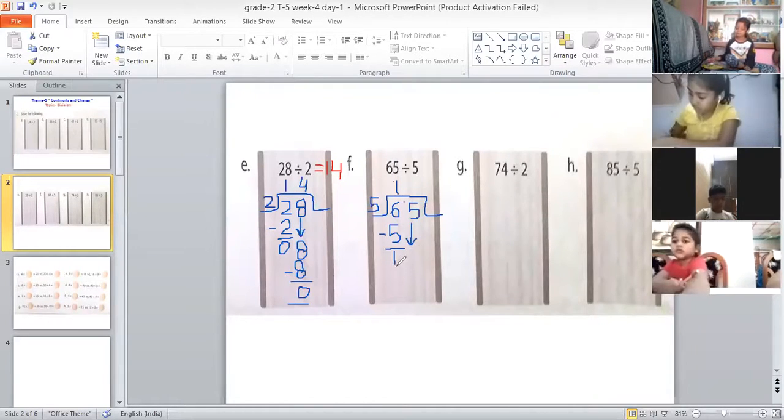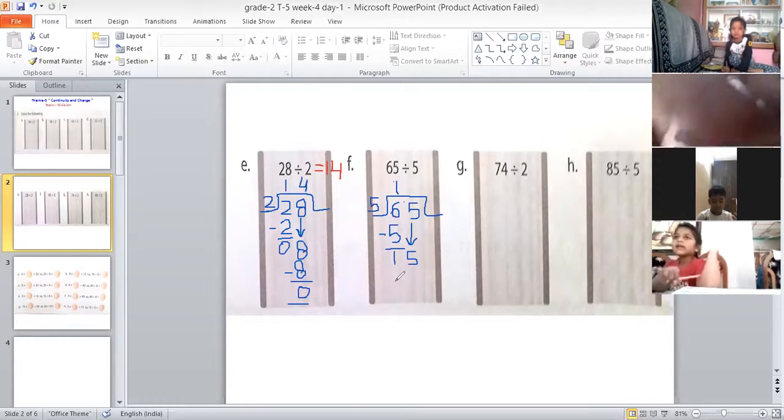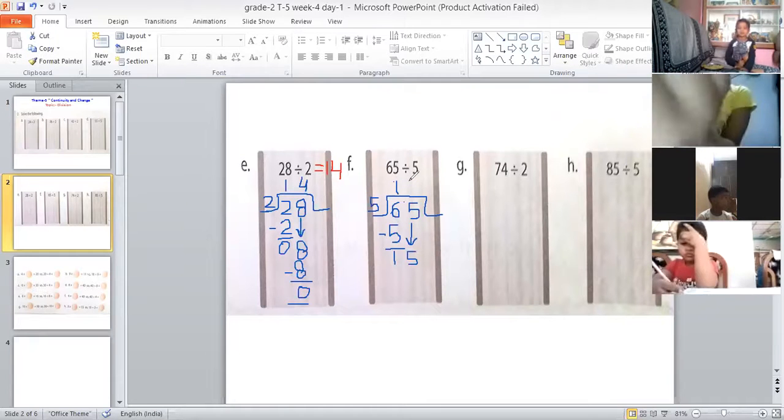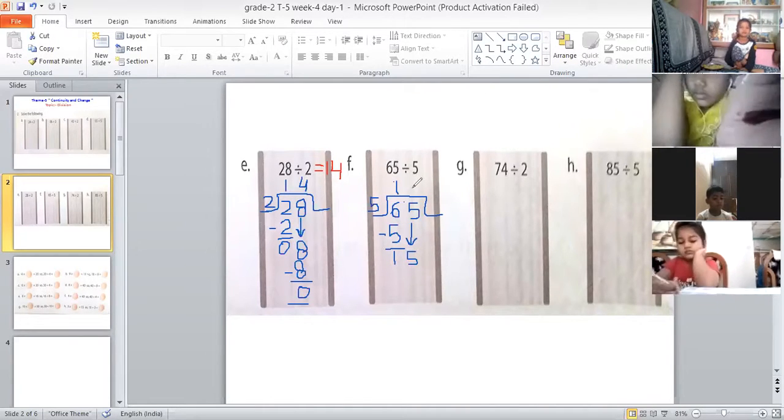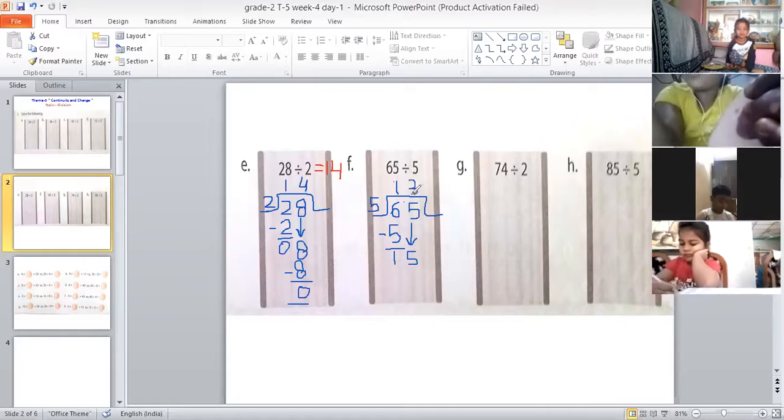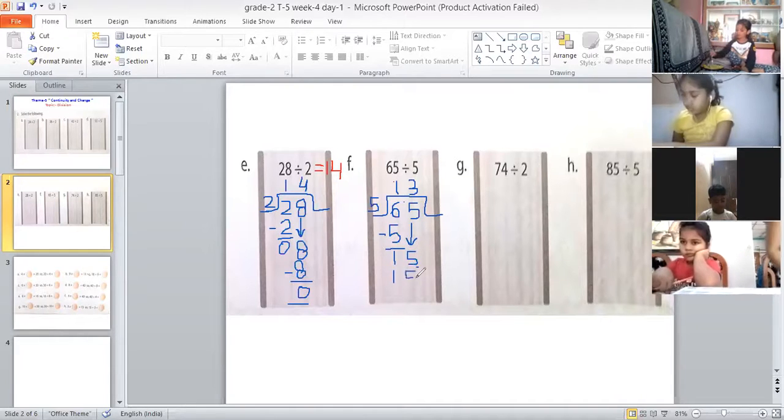What is the number here? 1. So we will write this 5 beside this 1. Okay. So what is the number now? 15. Now tell me in 5 table when we will get 15. 5 ones are 5, 5 twos are 10, 5 threes are 15. So we will write 3 here and we will write this 15 down and we will put here a minus sign. Now 5 minus 5, 0, and 1 minus 1, 0. So what is the answer?